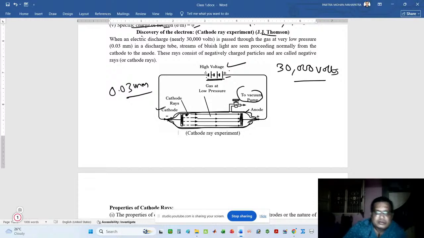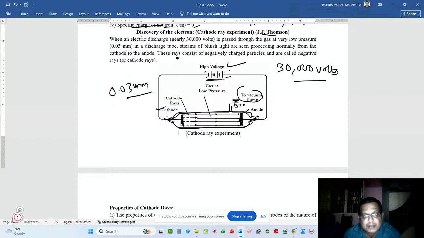Again, I want to describe the arrangement. At first, we have taken a discharge glass tube. Then two electrodes are fitted. One is the cathode, another is the anode. The cathode is attached to the negative terminal of the battery, and the anode is attached with the positive terminal of the battery. And a vacuum pump is fitted to maintain the pressure of 0.03 mm.